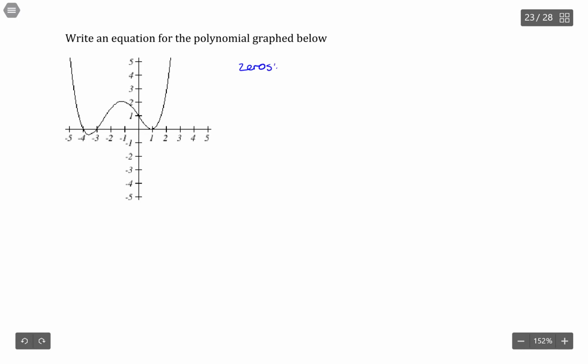So the zeros of the polynomial are the locations where the graph touches the x-axis or crosses through the x-axis. So I have zeros at x equals -4, at x equals -3, and at x equals 1. But in addition, if I look at these zeros on a local level, at -4 the graph just crosses through the x-axis there, and the same for -3. So that means these are both zeros of multiplicity 1.